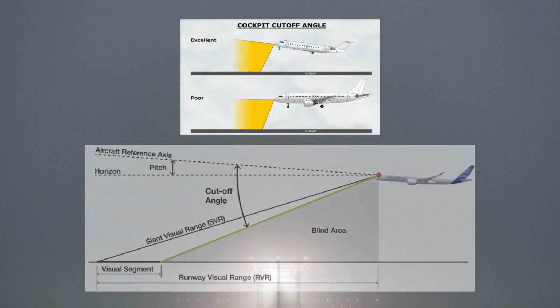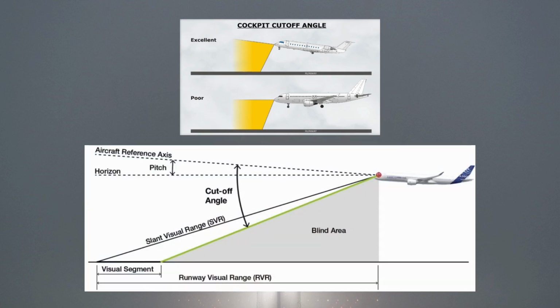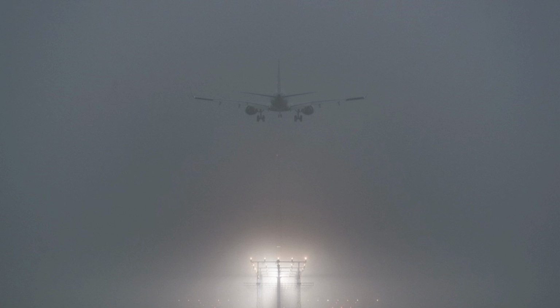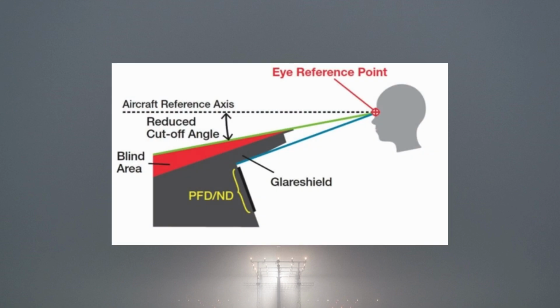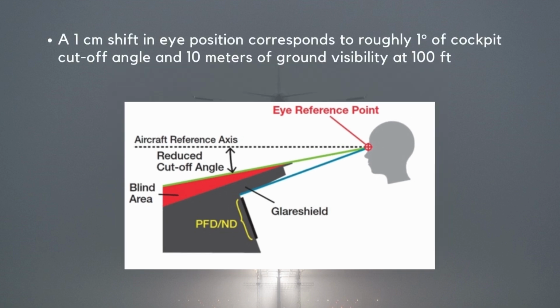This angle, observed during the landing attitude, is influenced by the approach speed, glide path angle, pilot's eye position, and the drift angle. Pilots must ensure their seat position is correctly adjusted for low visibility approaches. Even a minor change in seat height can greatly impact the visual segment length. For instance, a 1 centimeter shift in eye position corresponds to roughly 1 degree of cockpit cutoff angle and 10 meters of ground visibility at 100 feet.